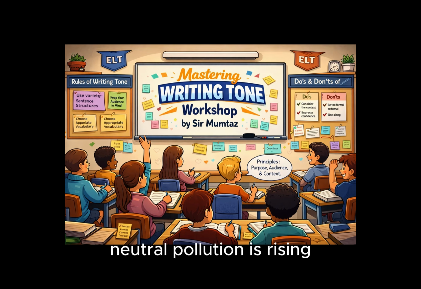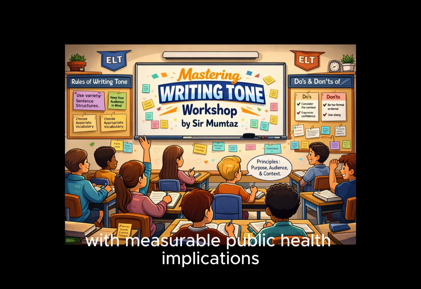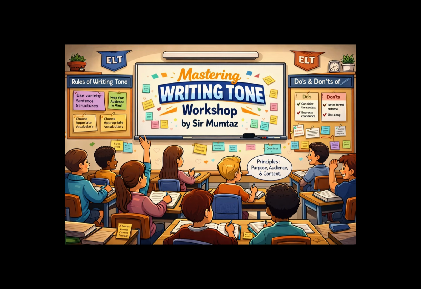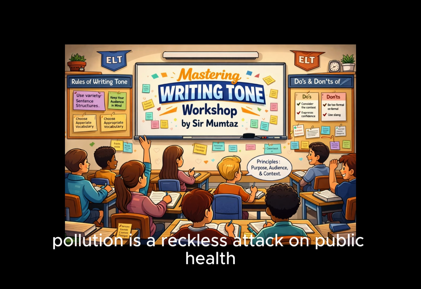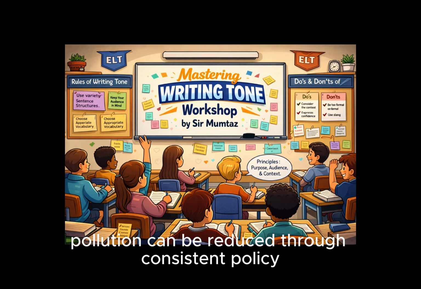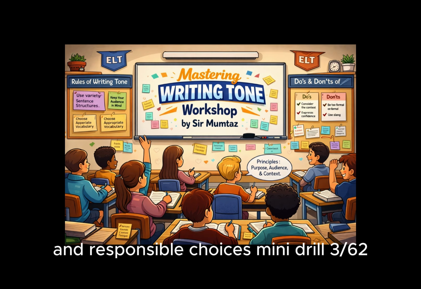Example, neutral: pollution is rising. Academic: pollution levels are escalating with measurable public health implications. Outraged: pollution is a reckless attack on public health. Hopeful: pollution can be reduced through consistent policy and responsible choices.